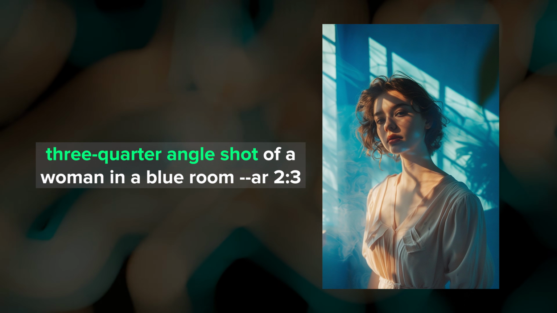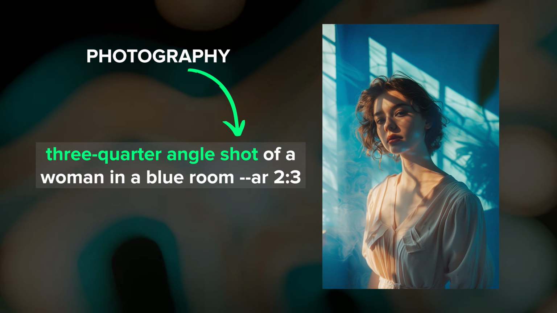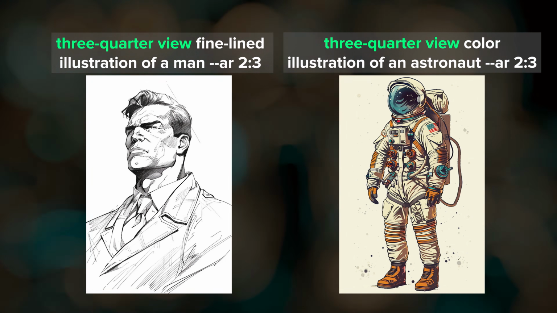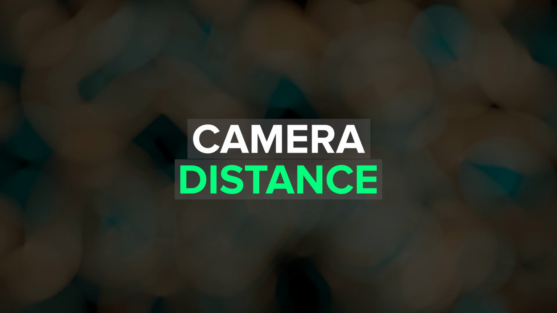Also, I just want to mention that I'm typically including the word shot in these prompts, which implies photography. If you're working with something like illustrations, try using the word view instead of shot. Now that we can rotate around a character, let's move on to the next category, which is camera shot distance.